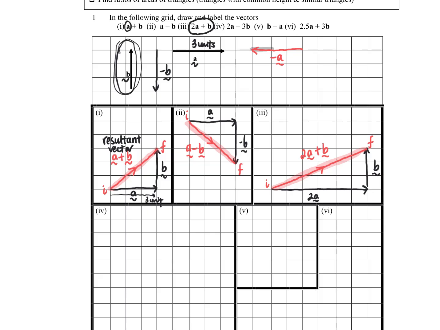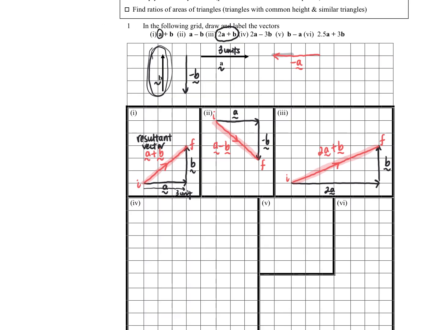This one worth 13 marks? No, O level don't ask you to draw, ever. They will ask you to find the vector. They won't ask you to draw, but they will ask you to find the vector. So this drawing is to help you understand how to find the final one. Okay, next one, 2A.